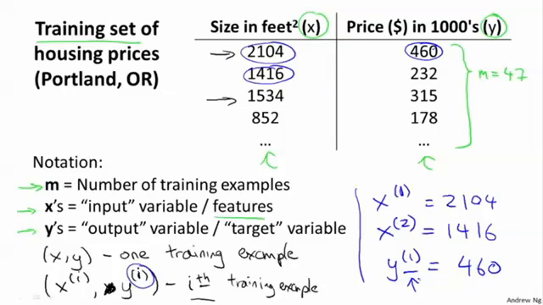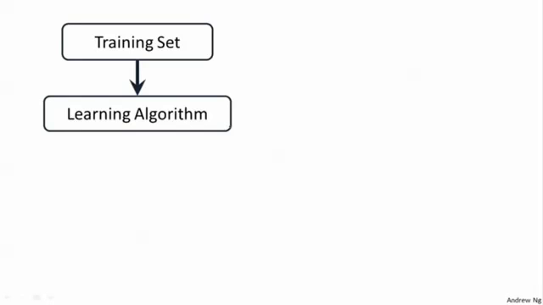We've defined what a training set is, and so here's how a supervised learning algorithm works. We start with a training set, like our training set of housing prices, and we feed that to our learning algorithm. It's the job of a learning algorithm to then output a function, which by convention is usually denoted lowercase h, and h stands for hypothesis.